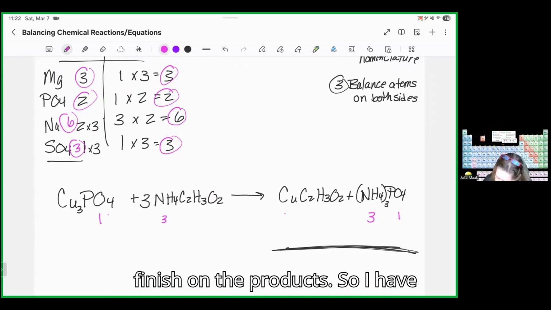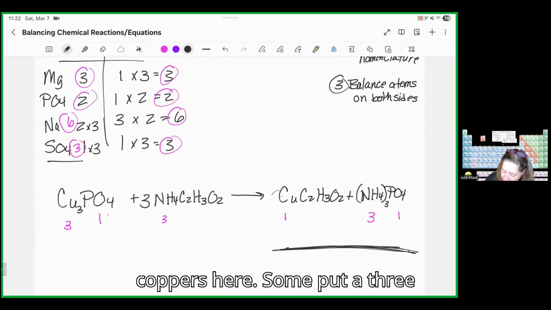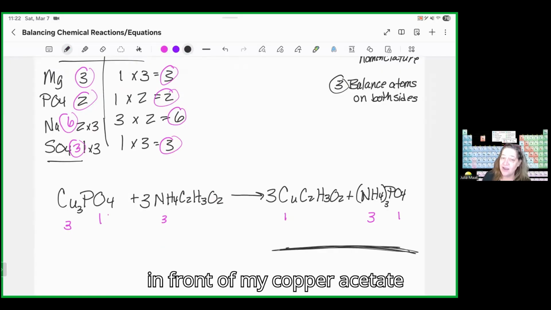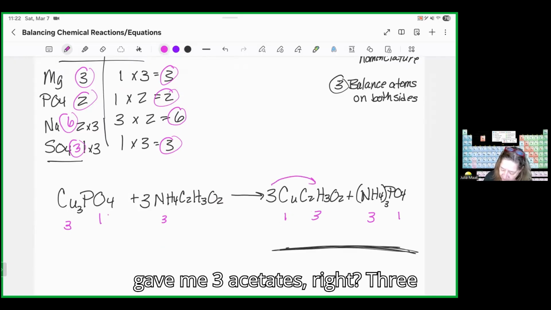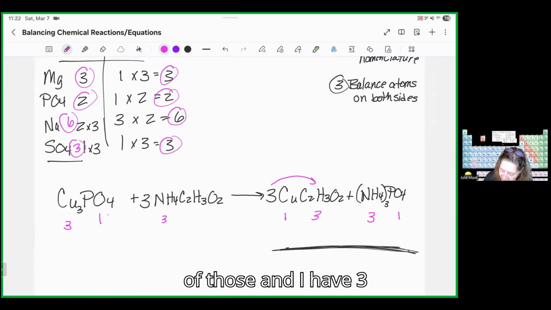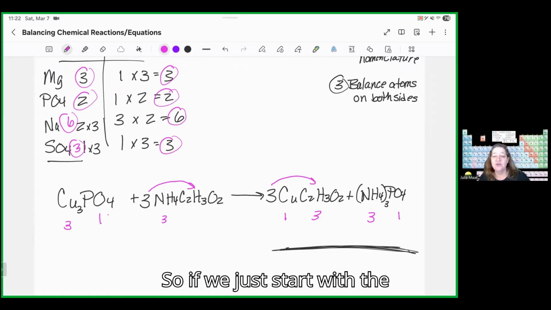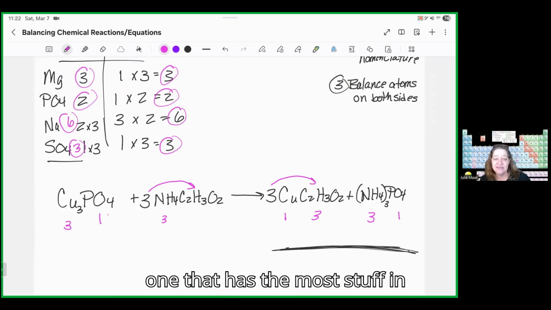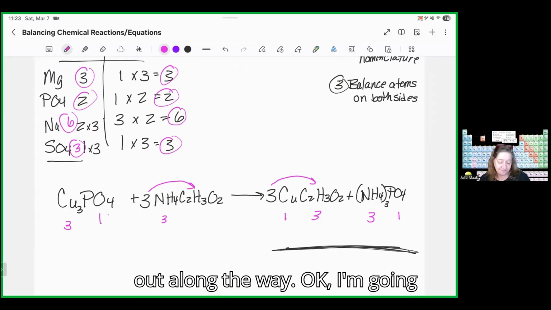So I have 1 copper here, and I have 3 coppers here. So I'm going to put a 3 in front of my copper acetate on the product side. And that gave me 3 acetates, right? 3 of those. And I have 3 acetates here. So if we just start with the one that has the most stuff in it, everything kind of balances itself out along the way.